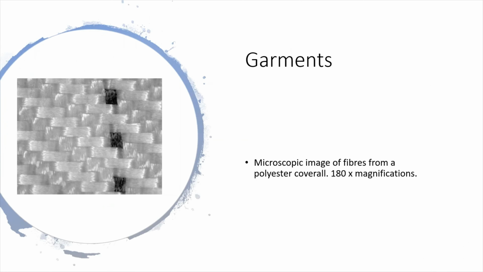So with garments, the picture on the slide is a microscopic image of fibres, and this is from a polyester coverall at 180 magnification. So all gowns will have a filtration efficiency rating, and it's very important that you understand the filtration efficiency rating of the gowns you're purchasing and to make sure that that rating is appropriate.